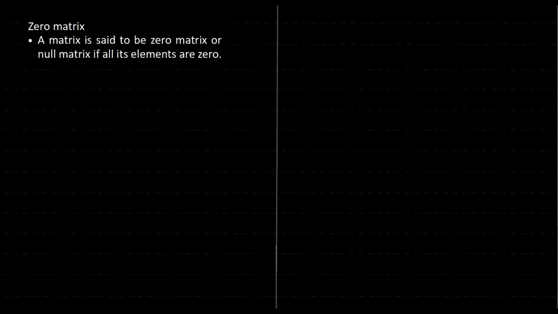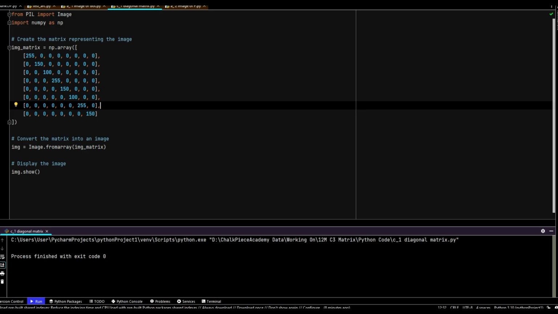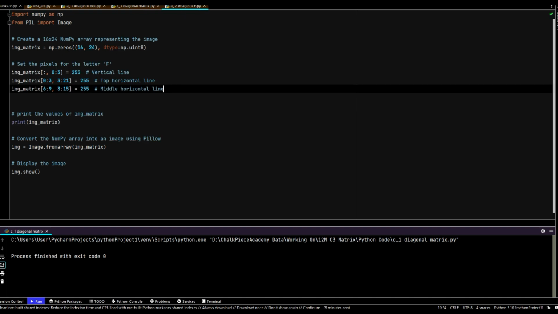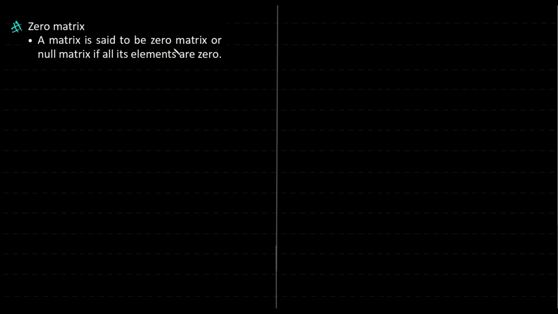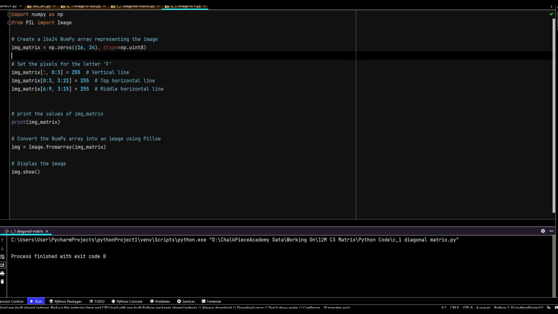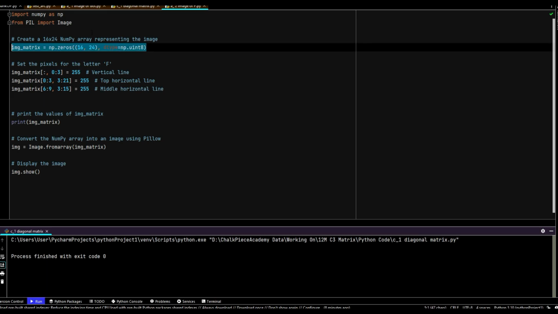Oh yeah, one last thing, zero matrix. This is the one which we have used over here, to be honest. A matrix is said to be a zero matrix or a null matrix if all the elements are 0. This particular thing over here generates a zero matrix. Basically all the elements are 0. You can write your own example.